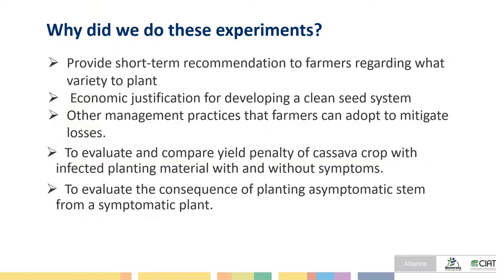Why did we do this experiment? We did the experiment to provide short-term recommendations to farmers regarding what variety to plant, economic justification for developing a clean seed system, and other management practices that farmers can adopt to mitigate losses. We also evaluated and compared the yield penalty of cassava crops with effective planting material with and without symptoms, and the consequence of planting symptomatic stem from a symptomatic plant.